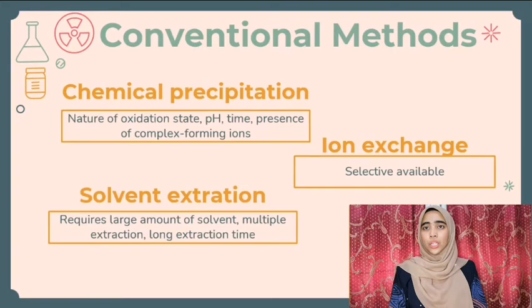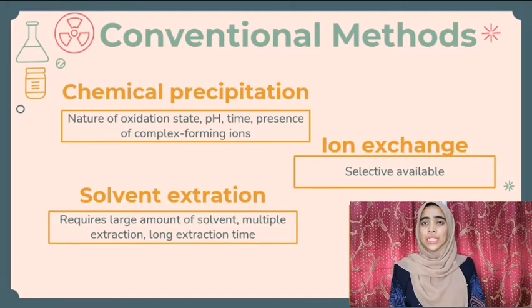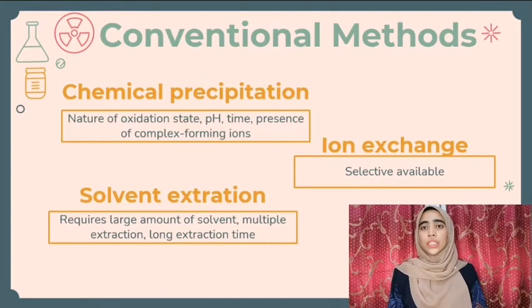Next, ion exchange. With extensive application in the softening of water and the purification of seawater, one of the disadvantages of this method is that it is selectively available for specific metal ions. Lastly, solvent extraction or liquid-liquid extraction is a separation process that involves transferring a solute from one solvent to another. Liquid-liquid extraction requires a large amount of solvent, multiple extractions, and long extraction time. In conclusion, those conventional methods are ineffective in removing heavy metals at low concentrations and are selective to pH, metals, and equipment.